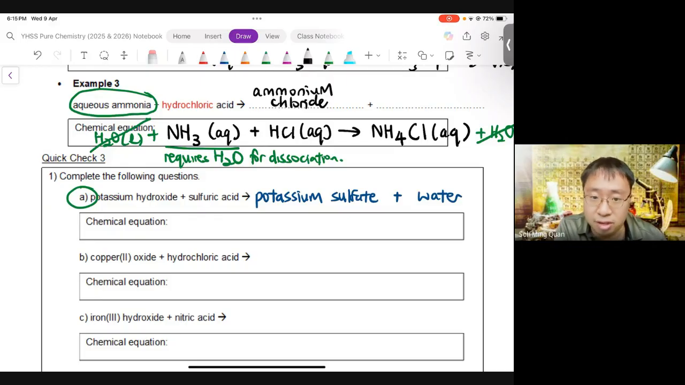Okay, the salt is called potassium sulfate because the metal here is potassium. The sulfate comes from the sulfuric acid. Sulfuric acid, final product, sulfate. If you're having difficulties with figuring out the names of the salt, let's try to revise using the SLS.